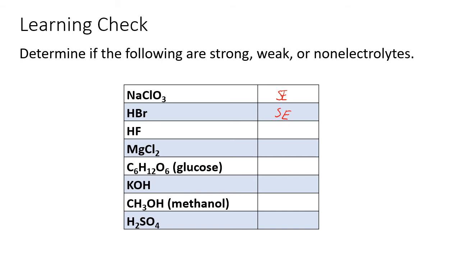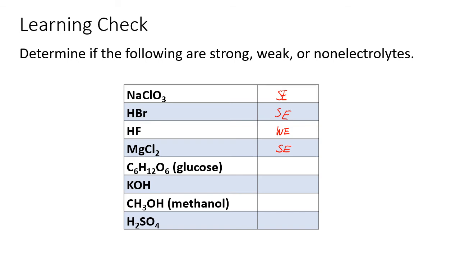HF, this is hydrofluoric acid. This is not one of our 7 strong acids. Therefore, we assume if it's not one of our strong acids, it's a weak acid. And since it's a weak acid, it'll only partially ionize, and it'll also be a weak electrolyte. Magnesium chloride, this is an ionic compound, metal and a nonmetal. And so we'll assume it's soluble, and therefore it'll end up being a strong electrolyte.